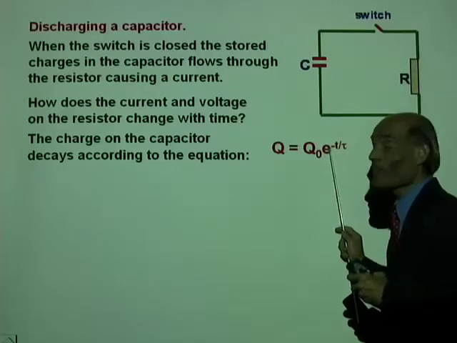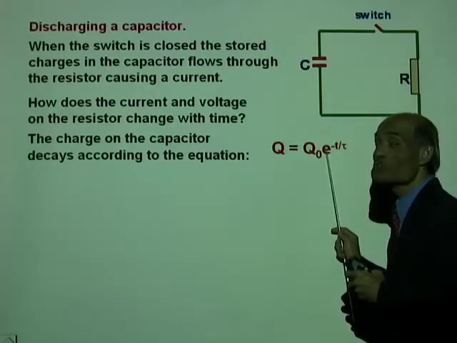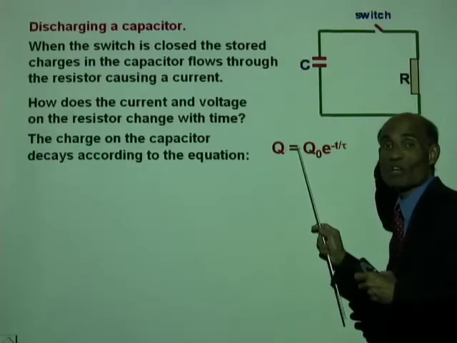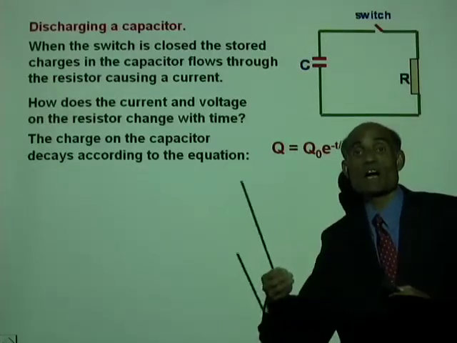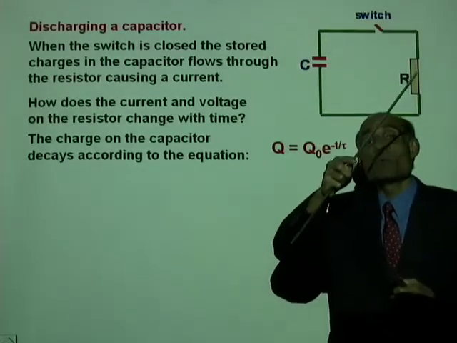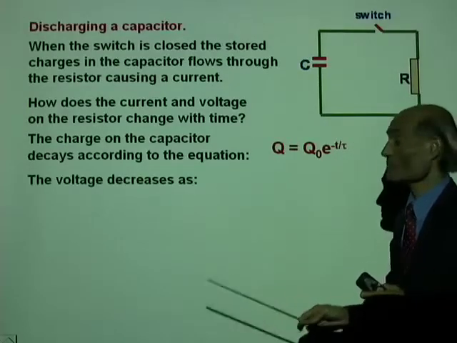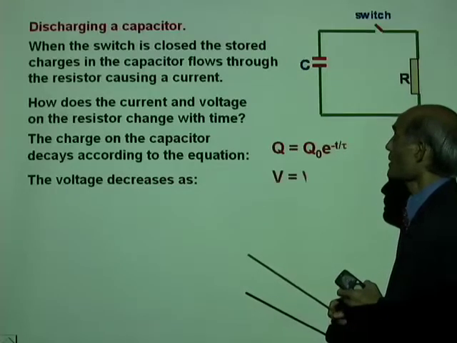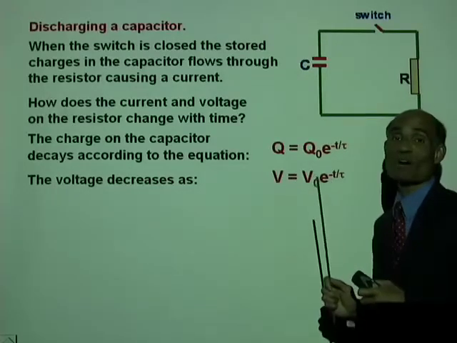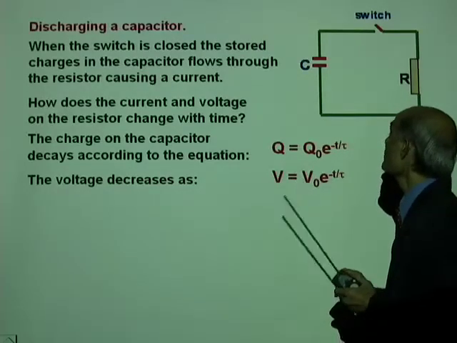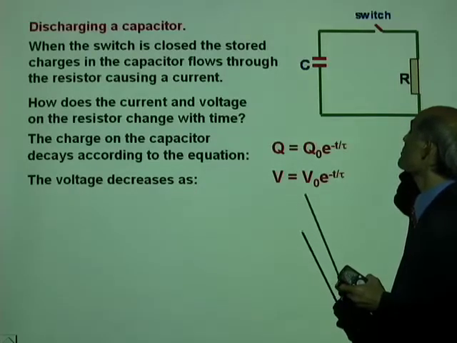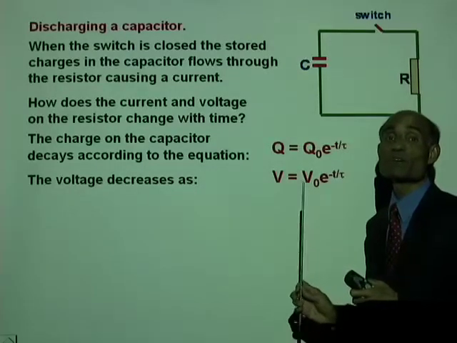When t is a large value, this quantity will be 0. That means after a very long time, the amount of charge will become 0. So the amount of charge will decay exponentially. And the voltage also decreases in the same form. V equals V0 e to the power of negative t over tau.